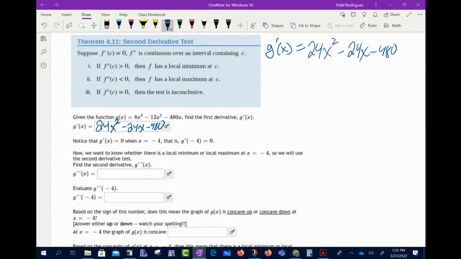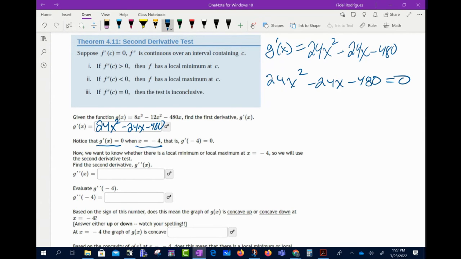Well, there's nothing to simplify at this point, right? Remember, you only simplify if you're solving an equation, right? So right now we're not solving anything yet. But look what it says. Notice that the derivative is equal to 0 when x equals -4. Now, guys, there's a little bit of an assumption going on here. It says, notice that when the derivative is equal to 0, that means that they're taking 24x squared minus 24x minus 480, and they're setting that equal to 0, right?